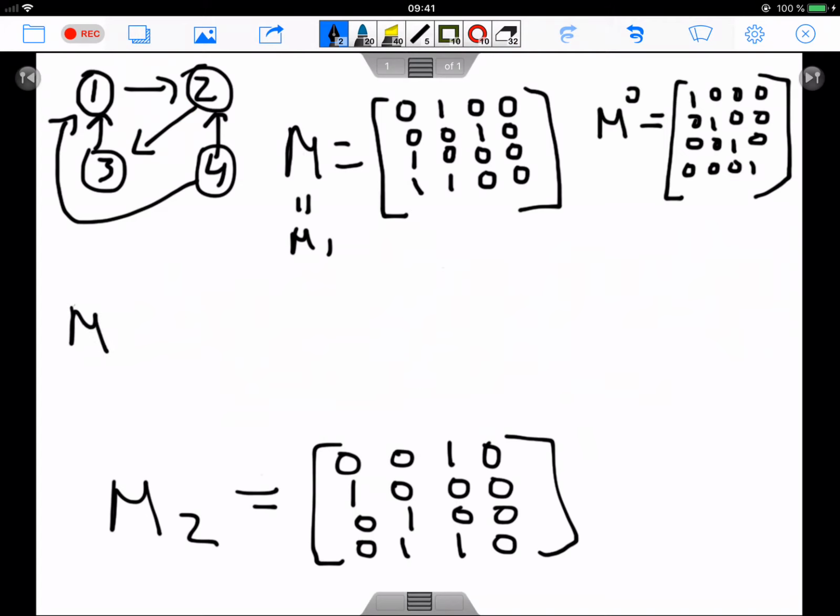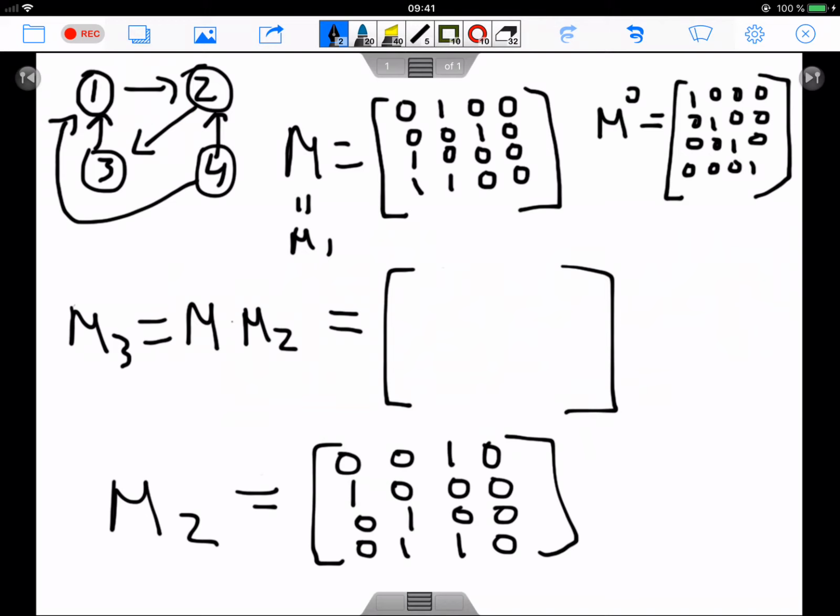is going to be computed as either M times M squared or M squared times M, as you wish. It's normally easy to do M times M squared, or M2, because M usually has fewer ones. So when we select the rows, it's easier to do that. But it doesn't matter, it's the same result. Now M3 is going to go here, and it's going to be this M times M2.